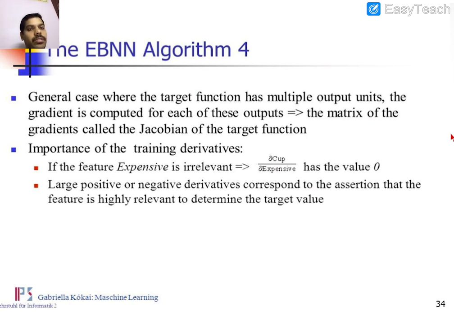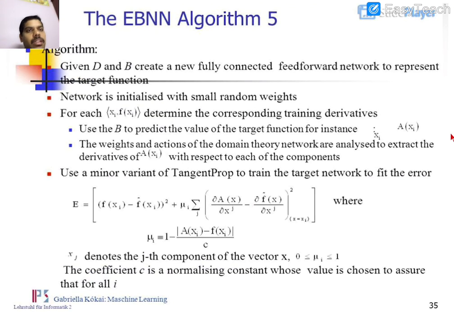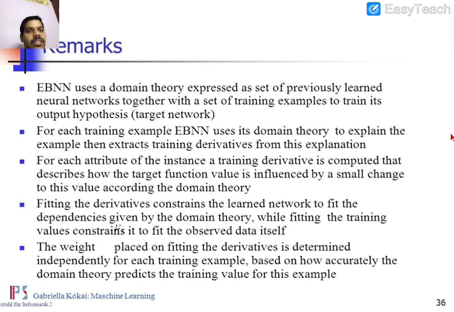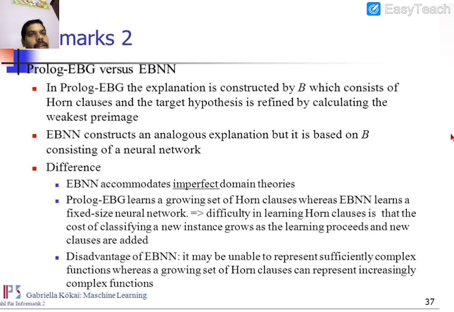And yes, the feature expensive is irrelevant. So what we have identified are the features which are going to negatively impact, that is the handle on the top of the cup. Such features we are going to identify, and those are going to be removed from the dataset. And we also need to consider the remarks which we have observed in the EBNN. Fitting the derivatives constrains the learning network to fit the dependencies given with the domain theory, so that we have identified.